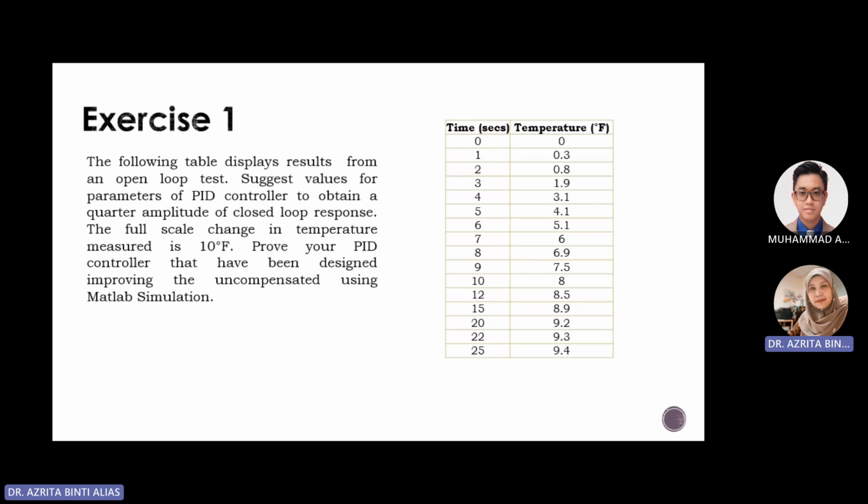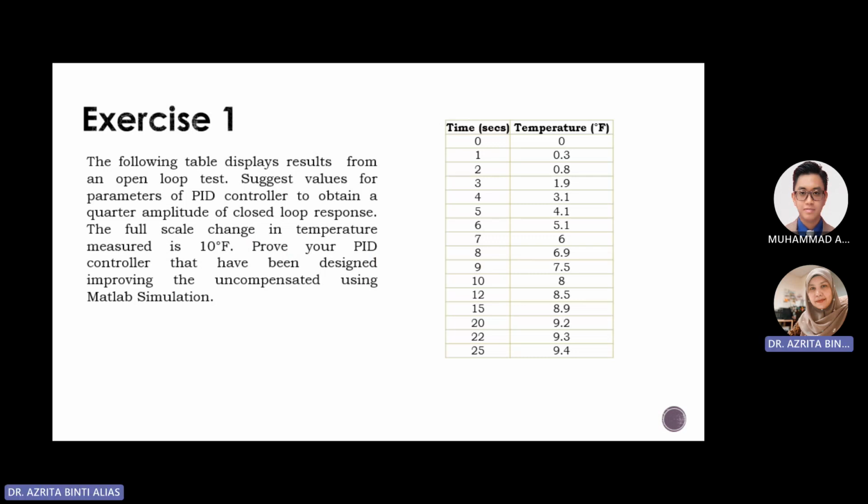So this is the open loop test. For the open loop test, you need to design the parameters of the PID controller to obtain a quarter amplitude of the closed loop response. Quarter amplitude of the closed loop response means that we will use the Ziegler-Nichols method.